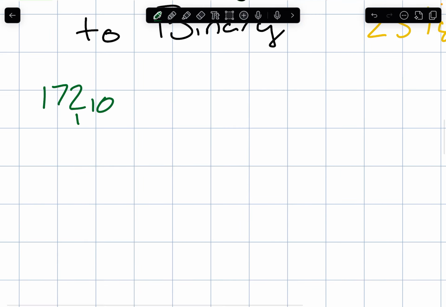Looking at how we create our numbers, this is our 10 to the zeros place or our ones place. It's our 10 to our first place or our tens place. And this is our 10 to the second or our 100ths place.